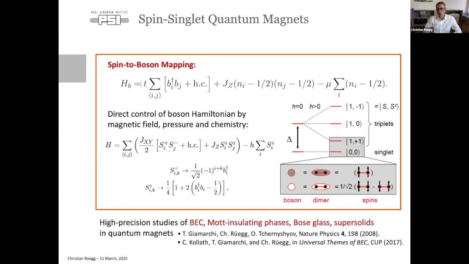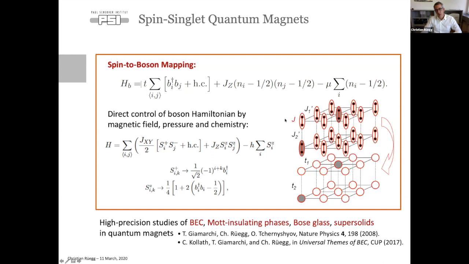The general thing you need to know about this is really that there are these dimers. I showed you this a bit before. The ground state is a singlet, the excitation is a triplet. There are 3 of these guys. If you map the spin system onto an effective boson model, you get this type of Hamiltonian. So the important parameter is the hopping for these particles on the lattice. And then you have an interaction term and you have a chemical potential, which you can control with a magnetic field. And here on the right, you see again the picture of how you go from a spin model to a lattice boson model.